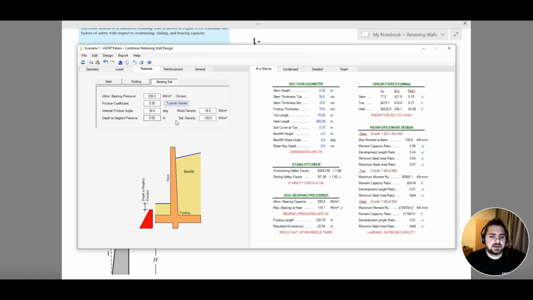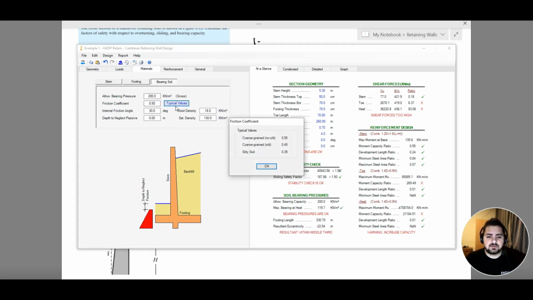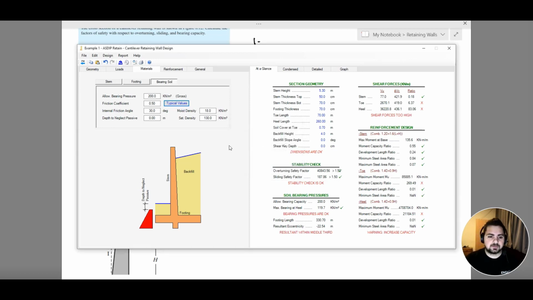Now when it comes to my bearing soil, the allowable bearing pressure here is going to be 200 kilonewtons per meter squared. Usually we get the allowable bearing pressure from our geotechnical report. However, we are going to use 200 kilonewtons per meter squared. Our friction coefficient is 0.5. We can get typical values based on the type of soil that we have, coarse grained with no silt, or with silt, or silty soil. It gives you an example. We can also find it from tables and books.